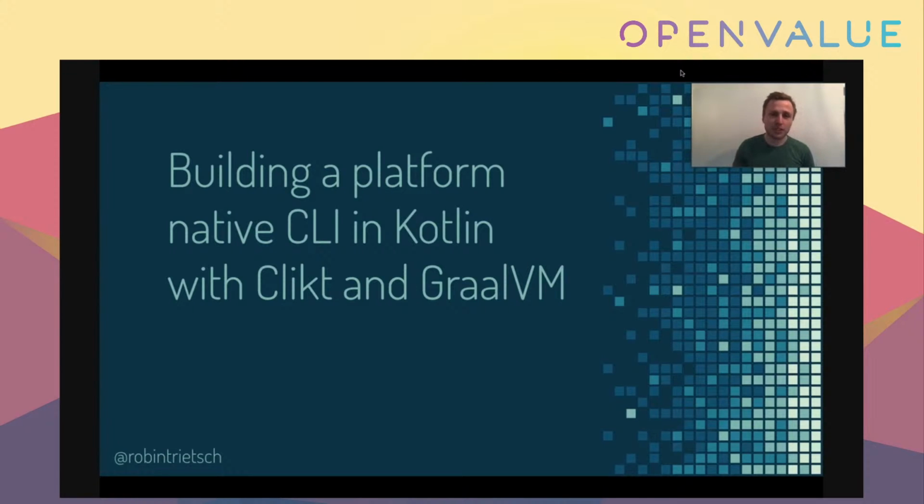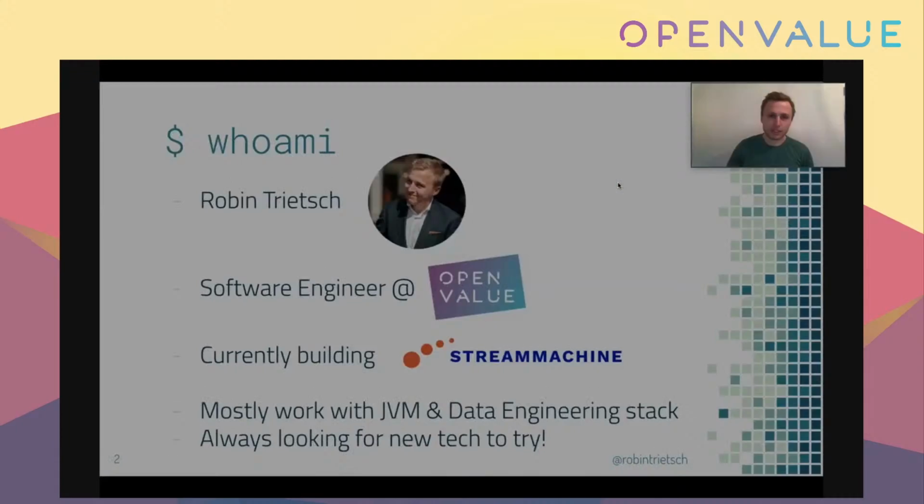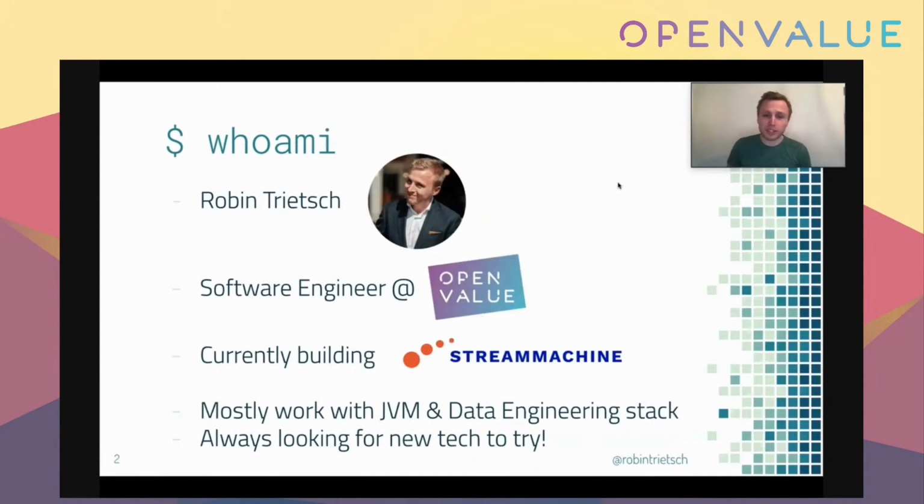So let me first introduce myself. My name is Robin Trietsch. I'm a software engineer at OpenValue. Currently, I'm helping to build an event processing platform called Stream Machine that focuses on privacy and data integrity. I mostly work with the JVM languages such as Java and Kotlin, and with the data engineering stack. So think of Kafka, for example.